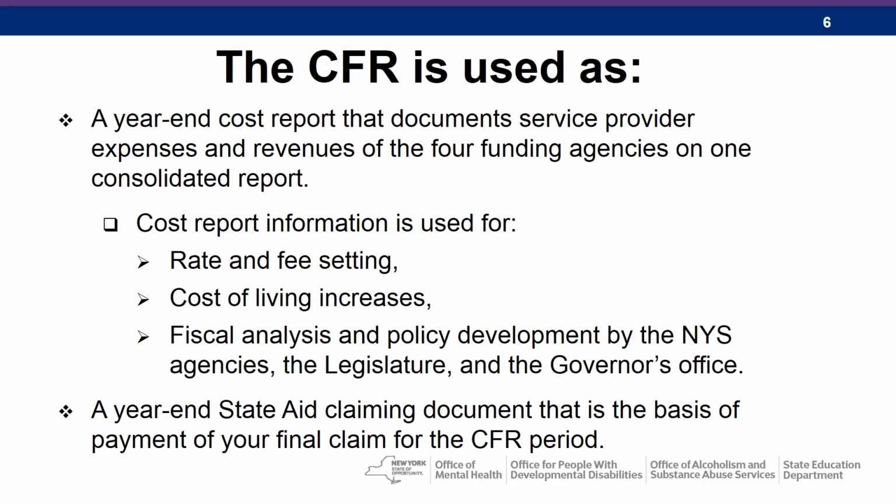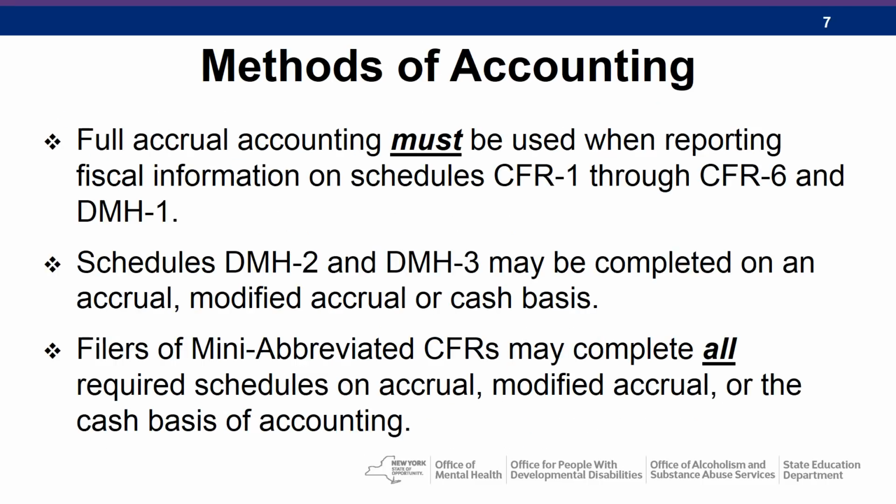Schedules DMH2 and DMH3 are the claiming documents for your contracts. Full accrual accounting must be used when reporting fiscal information on schedules CFR 1 through CFR 6 and the DMH1. Schedules DMH2 and DMH3 may be completed on an accrual, modified accrual, or cash basis. Filers of many abbreviated CFRs may complete all required schedules on accrual, modified accrual, or cash basis accounting.